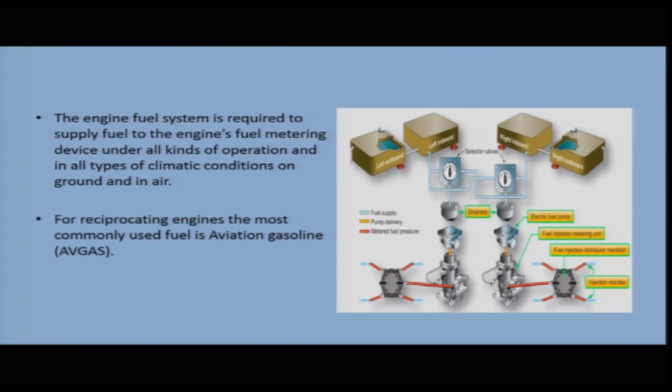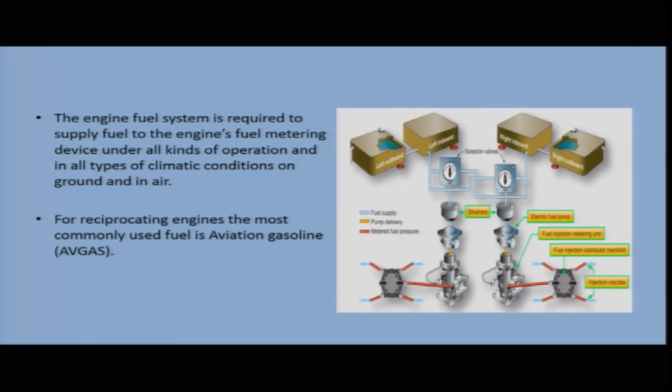So let us see what the engine fuel and fuel metering system is all about. The engine fuel system is required to supply fuel to the engine's fuel metering device under all kinds of operation and in all types of climatic conditions, on ground and in air. In reciprocating engines, the most commonly used fuel is aviation gasoline. We call it avgas, which is the most common type of fuel used in reciprocating engines.